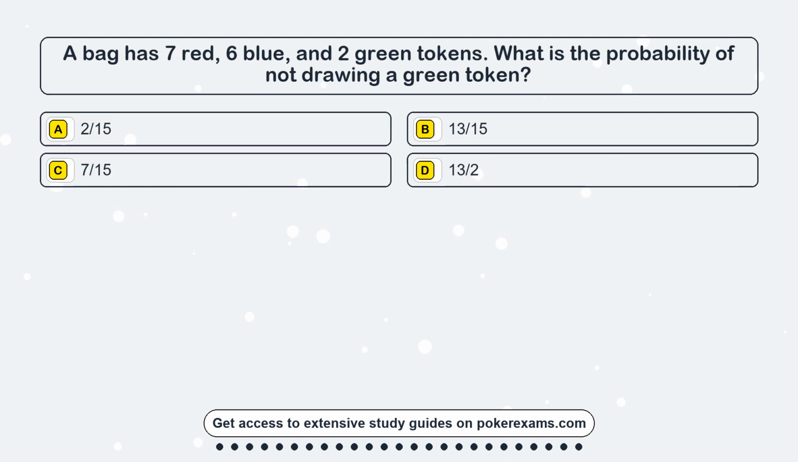Question 22. A bag has 7 red, 6 blue, and 2 green tokens. What is the probability of not drawing a green token? Option A 2/15. Option B 13/15. Option C 7/15. Option D 13/2.